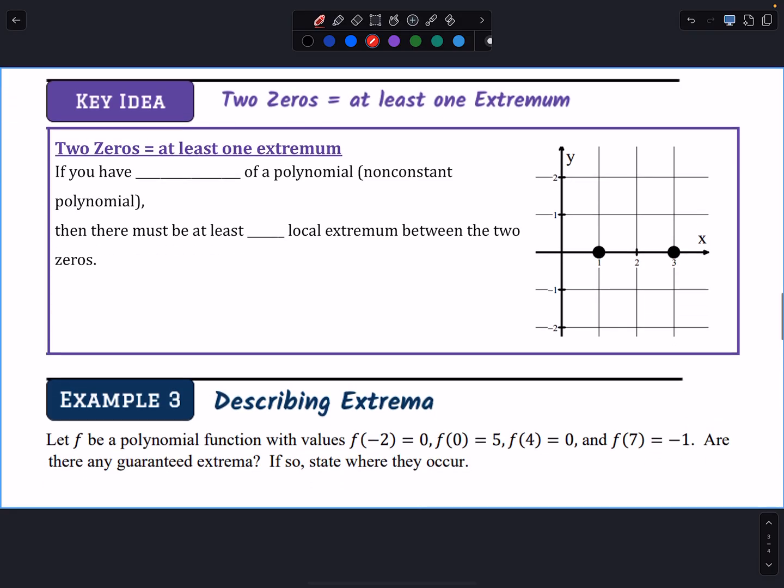Next idea. Okay, so this is a cool one. If you have two zeros of a polynomial and it's a non-constant polynomial.